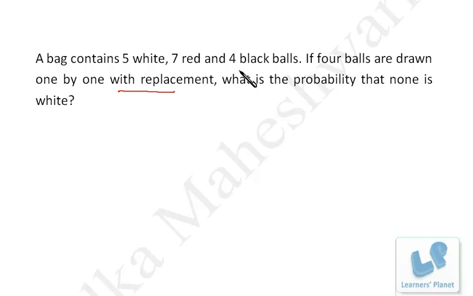The first ball will be drawn from the 16, the second from 16, the third from 16 and the fourth one will also be from 16. But we want none of the balls to be white. Suppose we are drawing for the first time, the total choice available is 16, and out of this the ball should not be white, so we are left with 11 balls. So out of 16 we have 11 choices for the first time. Similarly, for the second time we have 11 choices out of 16, because whatever ball we draw we are putting it back.